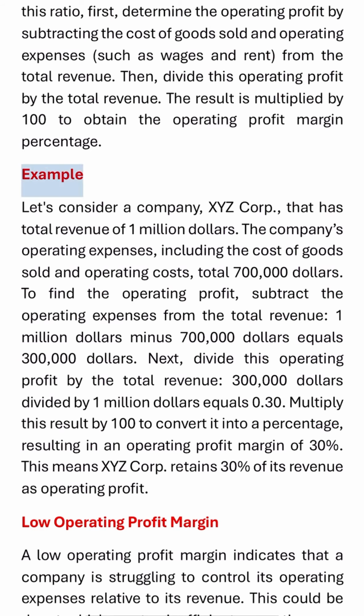Example. Let's consider a company, XYZ Corporation, that has total revenue of $1 million. The company's operating expenses, including the cost of goods sold and operating costs, total $700,000. To find the operating profit, subtract the operating expenses from the total revenue. $1 million minus $700,000 equals $300,000.